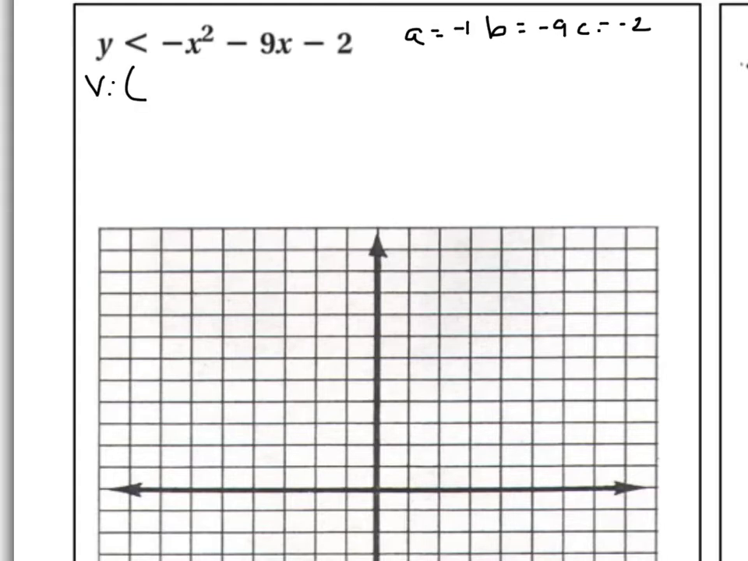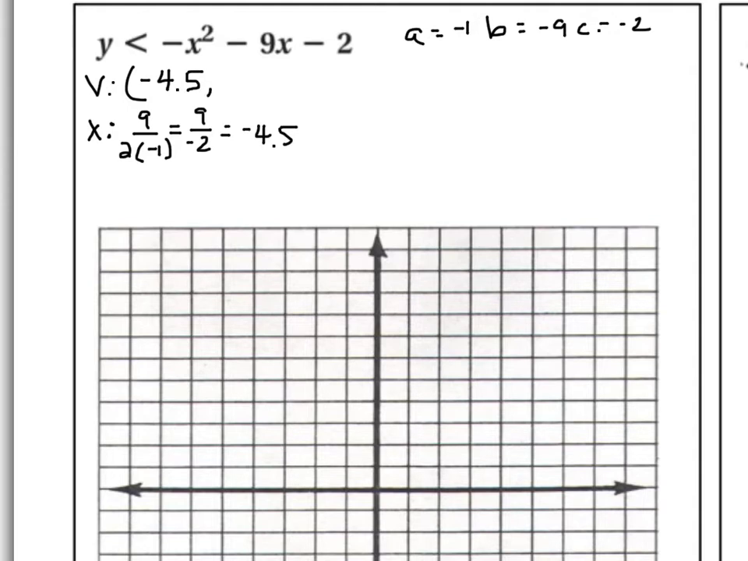For the x value, I find the opposite of b, which is 9, over 2 times a, which is negative 1. So this is going to be 9 over negative 2, which I'm going to make a decimal, negative 4.5. So the x value of my vertex is negative 4.5.